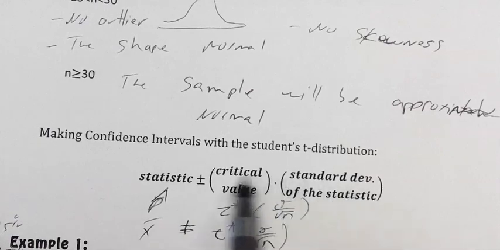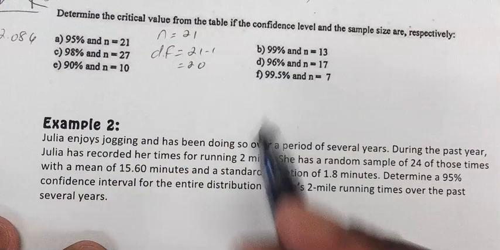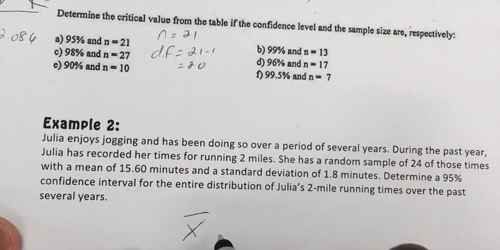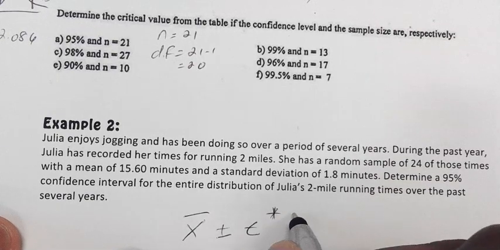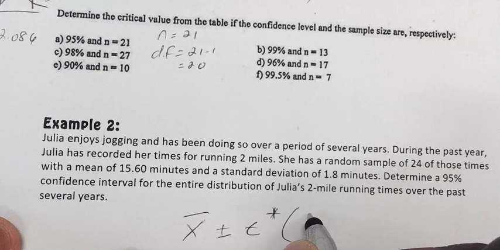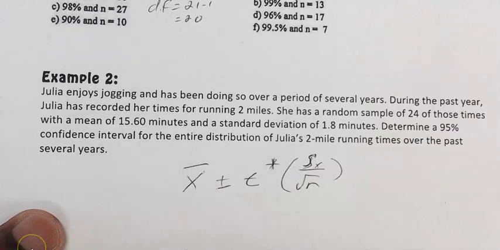So basically, we're going to use this formula. So we're going to use our sample mean, plus or minus our critical value, T star, and our sample standard deviation divided by square root of n. So that's all we know. That's all we have is our sample standard deviation. So we're going to use that to be good enough to go forward from there. All right, let's do this.